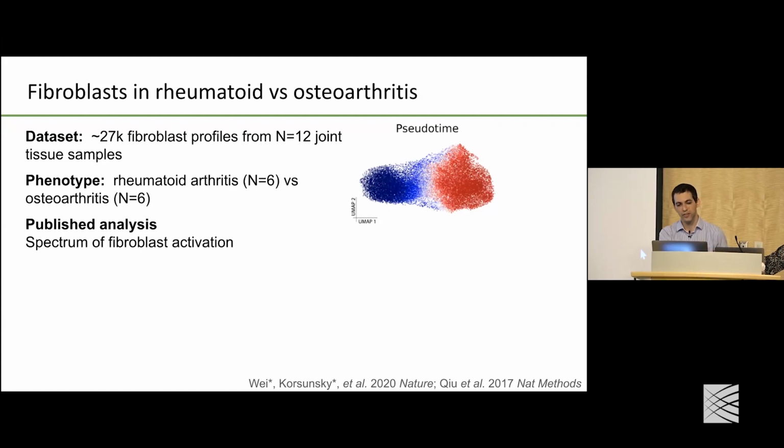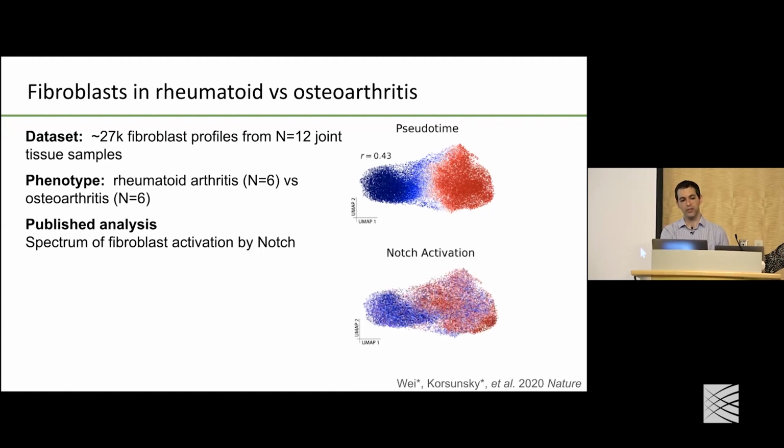Now, using some experimental approaches, the authors eventually showed that the spectrum actually seems to correspond to the degree of activation of these fibroblasts by notch signaling proteins that are produced by the blood vessels in the joint. And down in the bottom, I'm showing you here the same UMAP, but colored by an experimentally derived score of notch activation. And you can see that the trajectory that was found by the authors corresponds decently well to this ground truth experimental score with a correlation of 0.43.